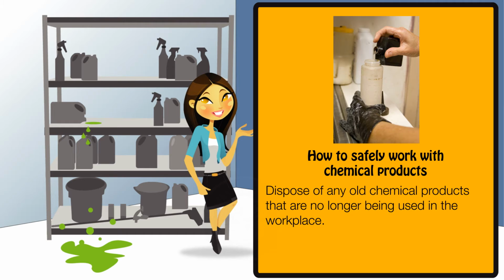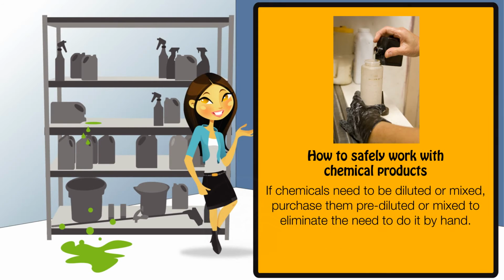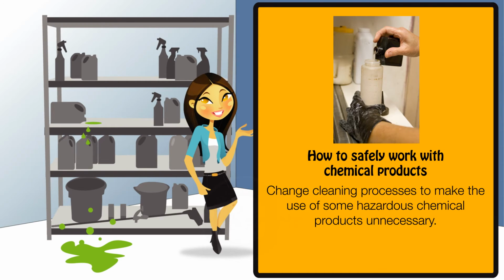Dispose of any old chemical products that are no longer being used in the workplace. Set up dispensing systems that will prevent employees coming in direct contact with the chemical product and to ensure the correct amount of product is being used, i.e., have cleaning chemicals automatically pumped into a dishwasher to eliminate the need to do it by hand. If chemicals need to be diluted or mixed, purchase them pre-diluted and mixed to eliminate the need to do it by hand, and change cleaning processes to make use of some hazardous chemical products unnecessary.